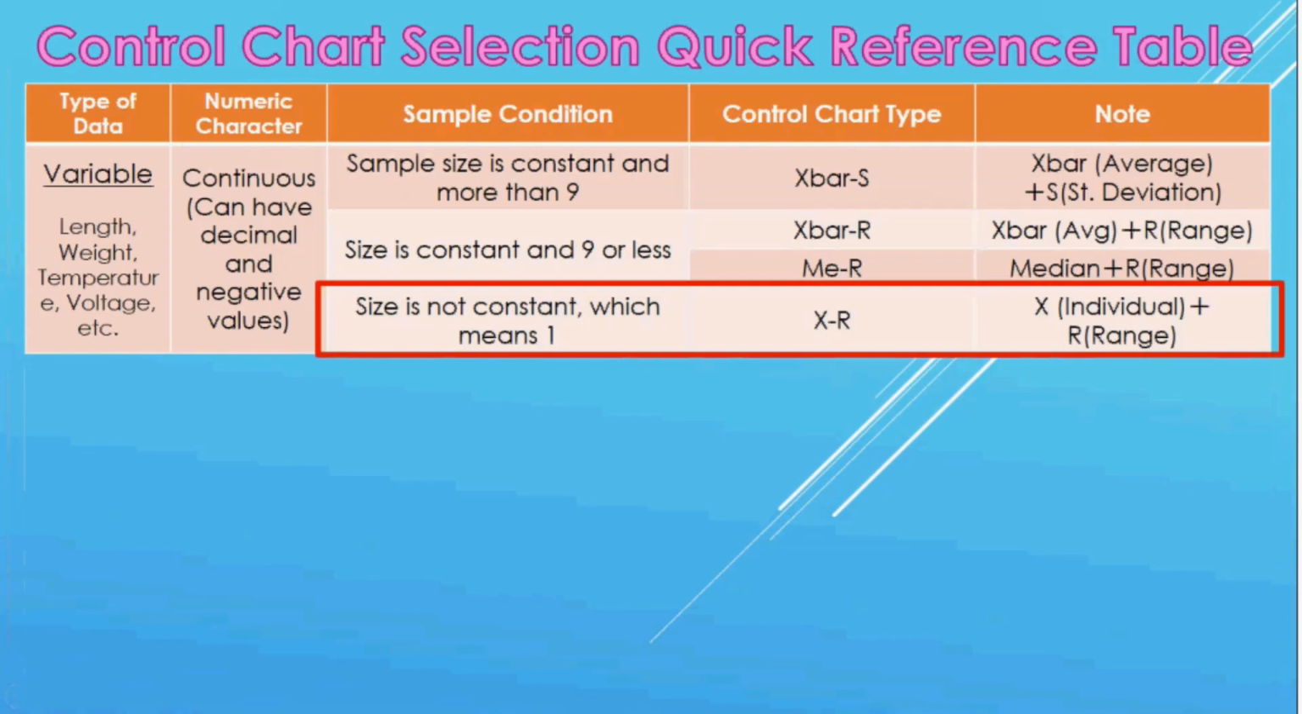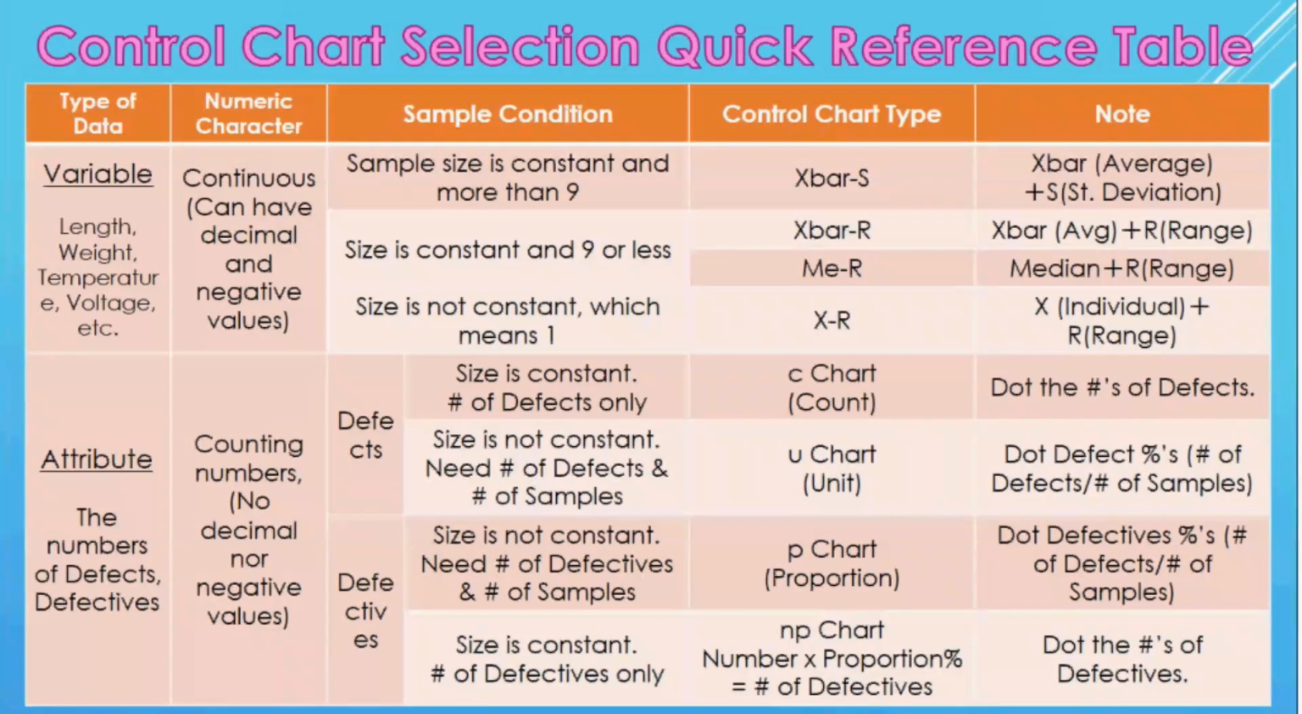Sometimes you may not have a consistent sample size for some reason. Then the sample size would be 1 and we would dot each data value. The control chart is a XR control chart. The other data type has counted value. We call it an attribute.